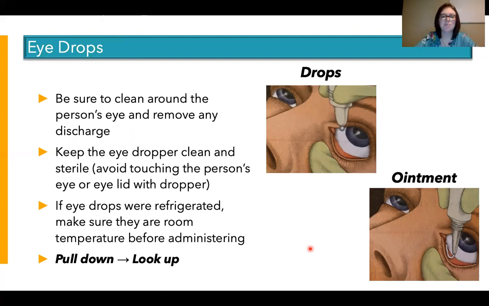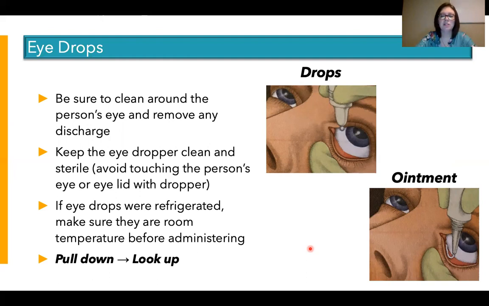And then also, if the eye drops were in the refrigerator, try to get them to room temperature before you give them. You can usually take out the little eyedropper and rub it between your hands for a little bit, and that can warm it up some.